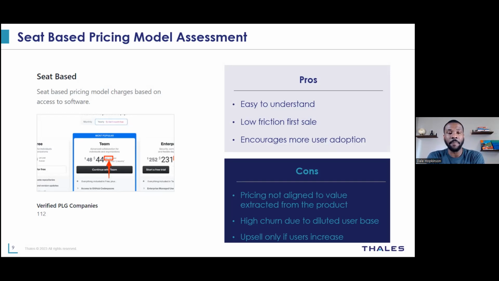Sometimes, though, we see that this model is not aligned to the expected value a customer extracts from the product, right? They may be only using a very small subset of your features. It can cause high churn because, with that same use case, you may have customers who only need to use a small amount of features to get the value, but they're paying for the entire platform. So they may look at it and say, we're paying for more than we're using. It also challenges how you can upsell. You can only upsell if you have more users on your platform.